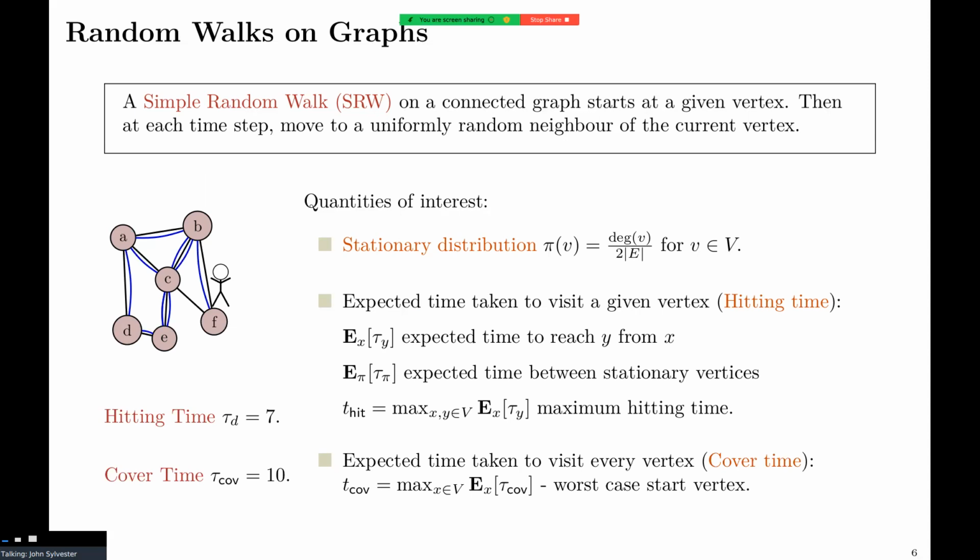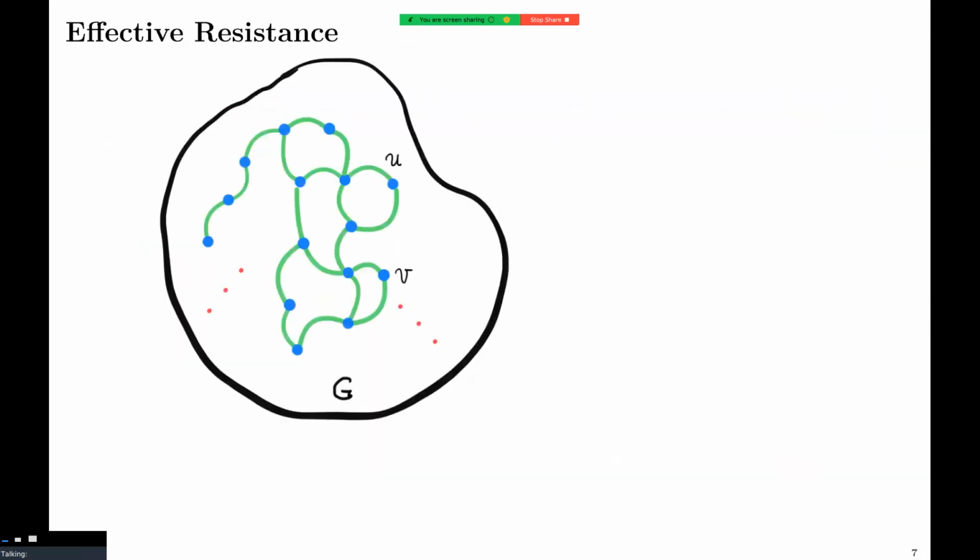So we take expectations in this work with respect to the walk. On a static graph, that's just a fixed number, just a function of the graph. But we're going to be looking at random graphs, so that itself will become a random variable. And a fundamental tool we're going to use is effective resistance.